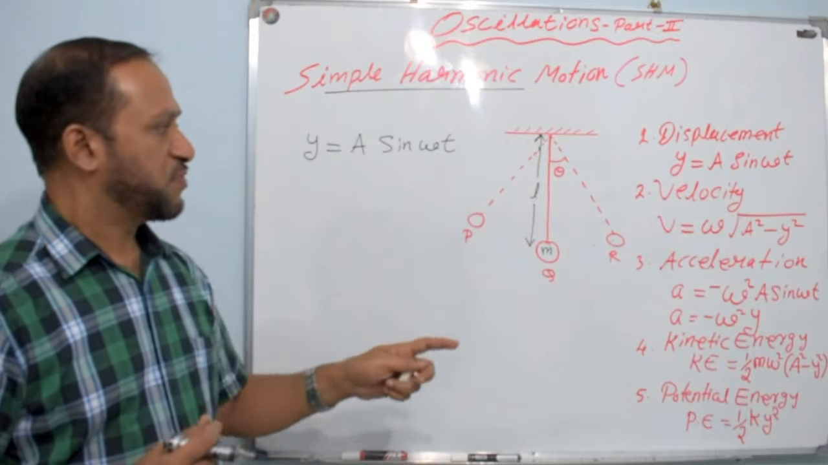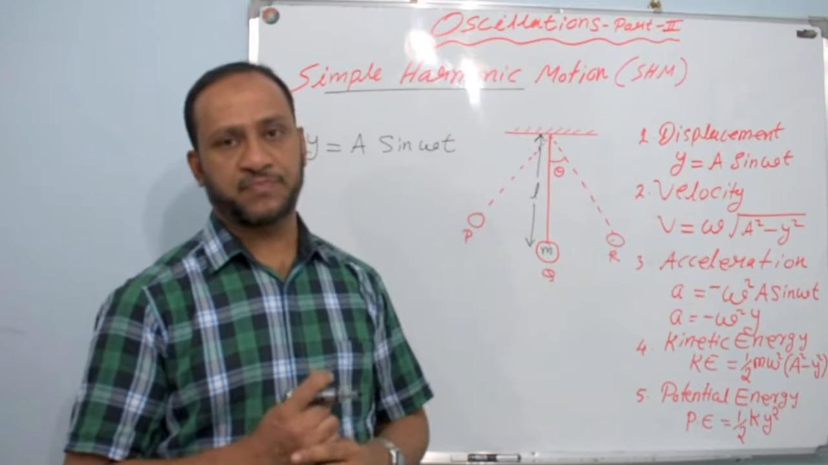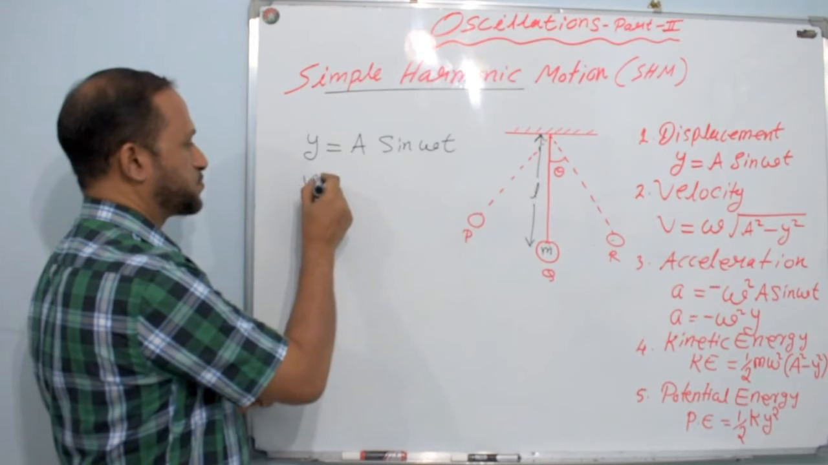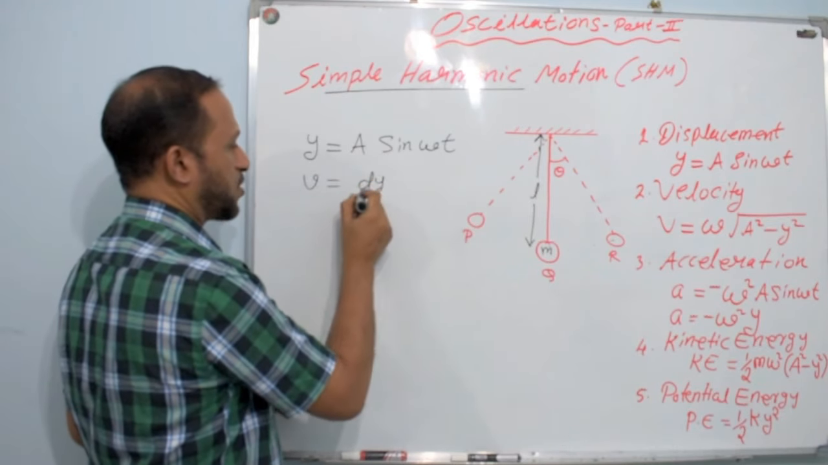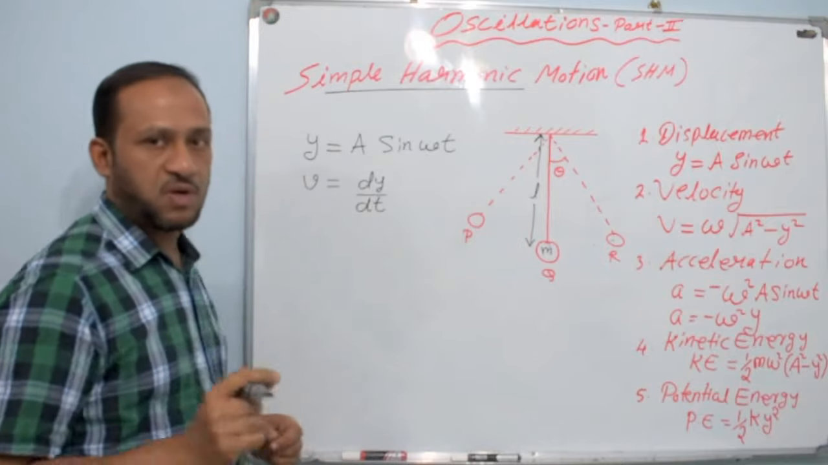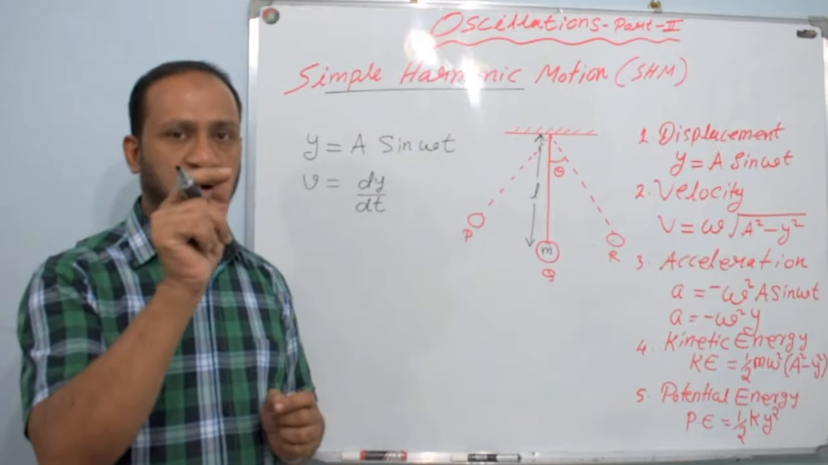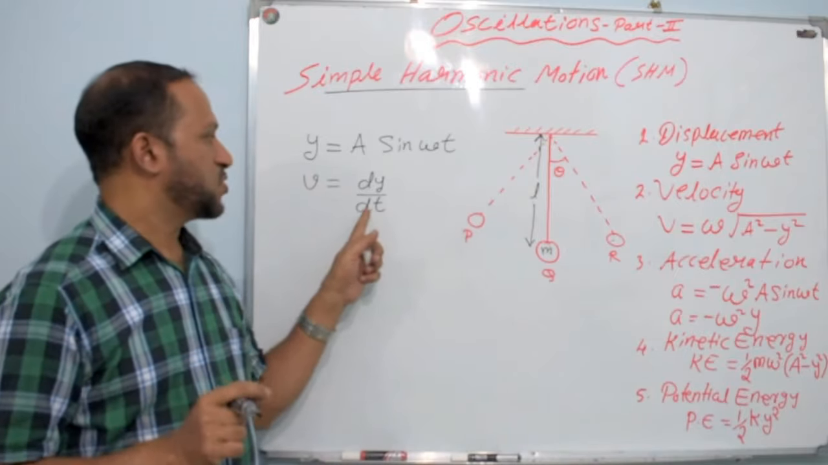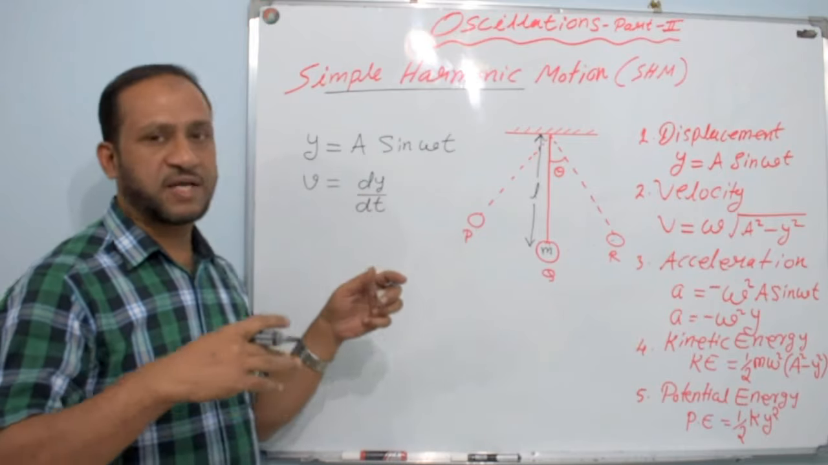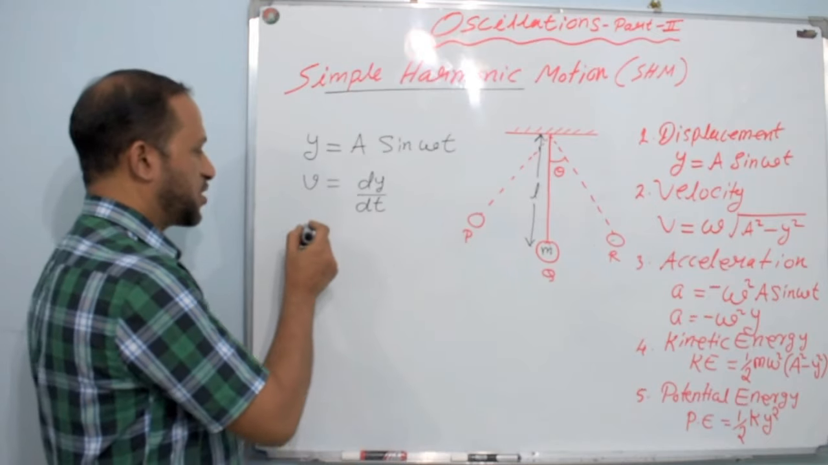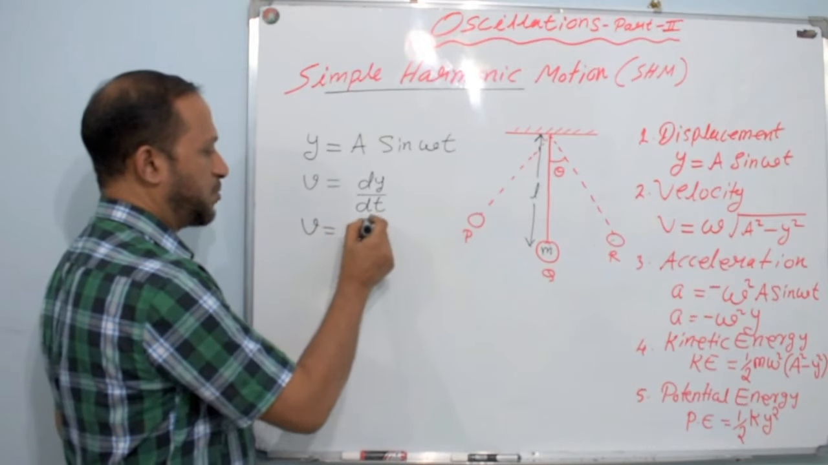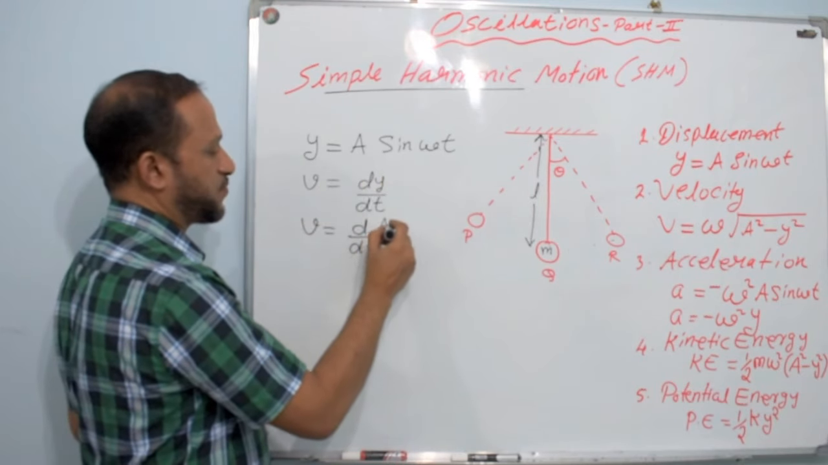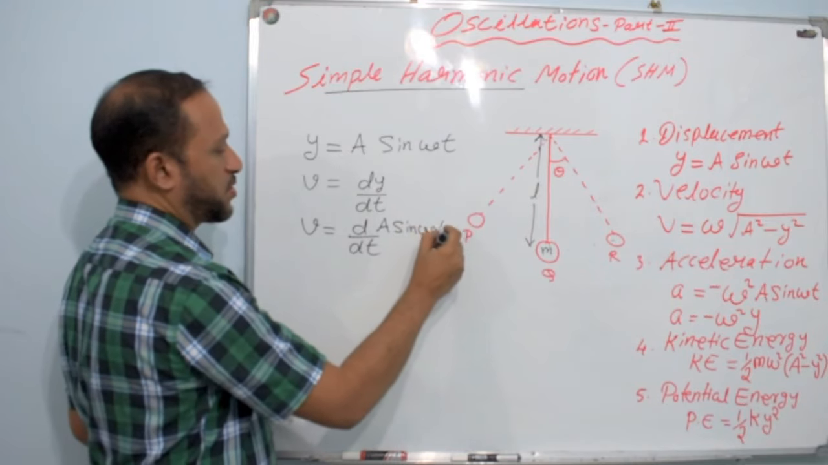Now the second equation, we have to derive an equation for velocity. We know that the equation for instantaneous velocity is v equal to dy by dt, where dy is an infinitesimally small displacement in y direction in a small interval of time dt. So the displacement by time will give the velocity of the body. So in this equation, v is equal to d by dt of, for y we can substitute the value, a sin omega t.